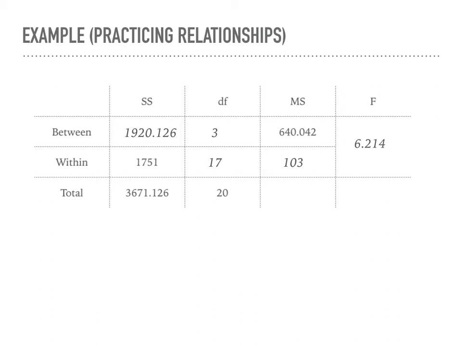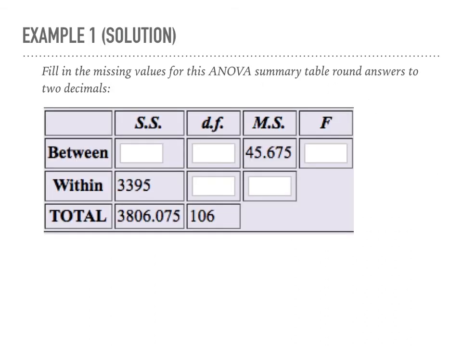Again, we could ask ourselves, how many different groups were we comparing and how many total participants were there? There were 4 groups here with a total of 21 participants. Let's fill in the missing values for this ANOVA table and round our answers to 2 decimal places.